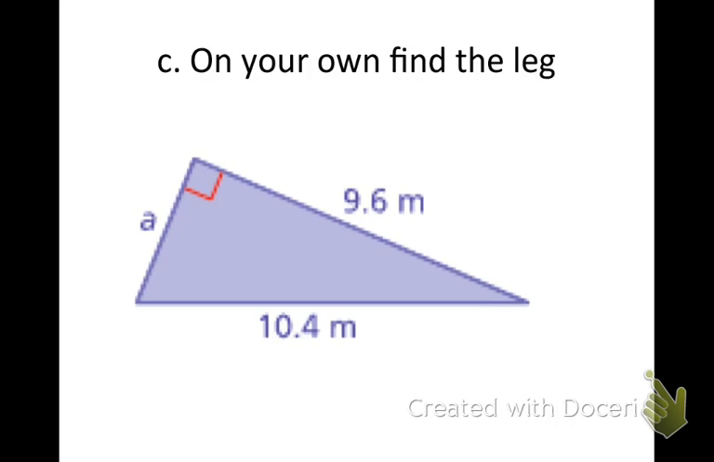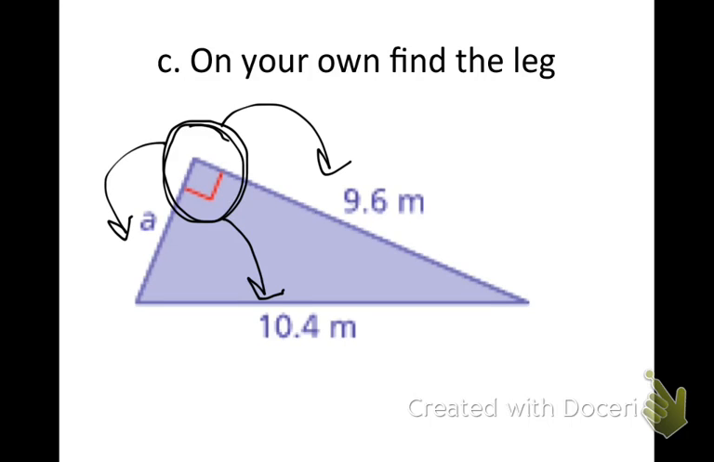I want you to try one more, similar to what you just did. Notice this is your right angle, so think about what's directly across from that and what would be adjacent to that. So write down your formula and find the unknown. Please enter your answer into the text box on the right.